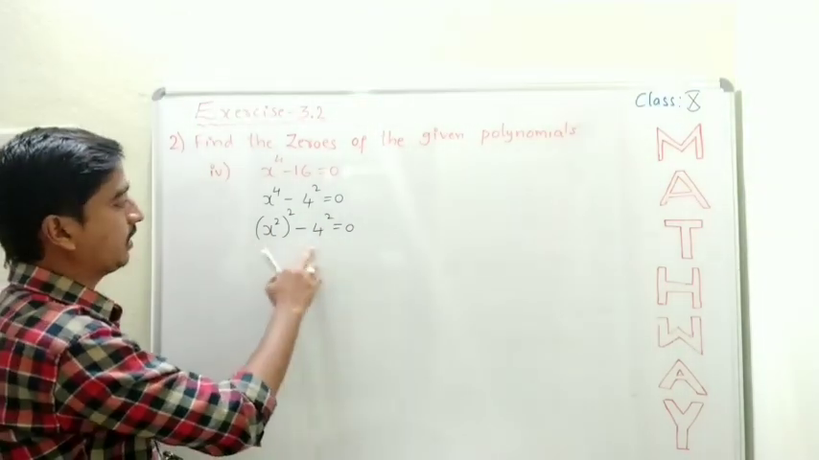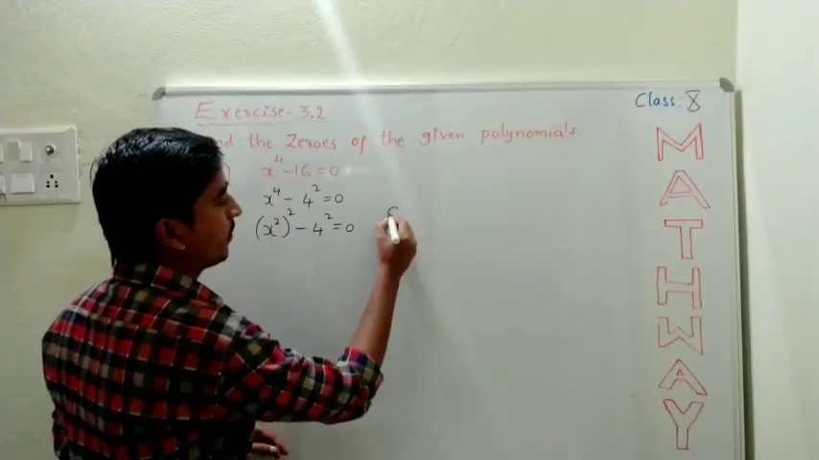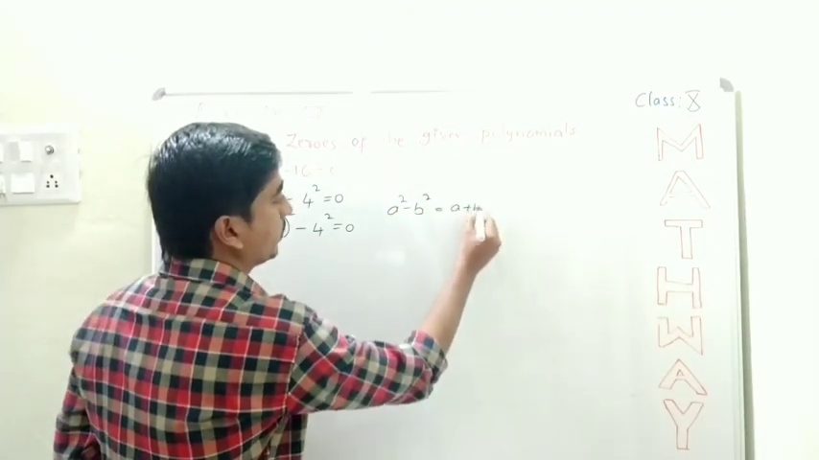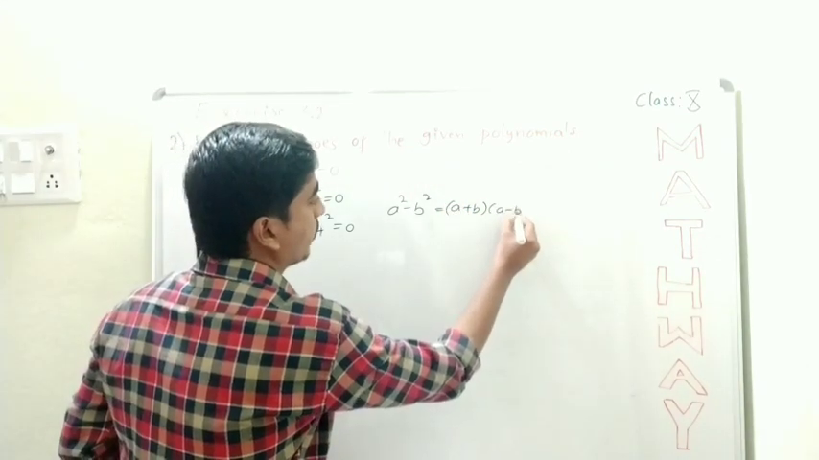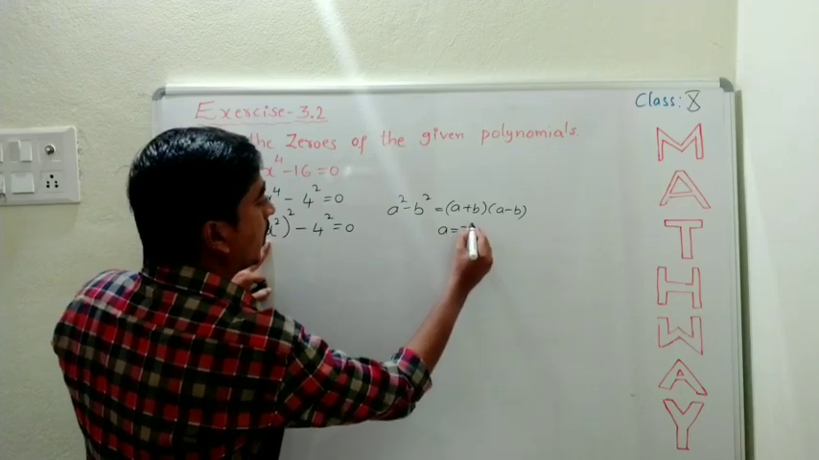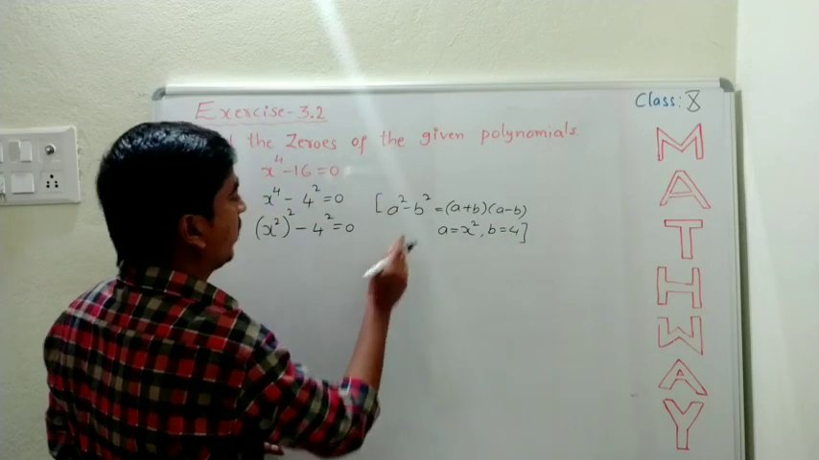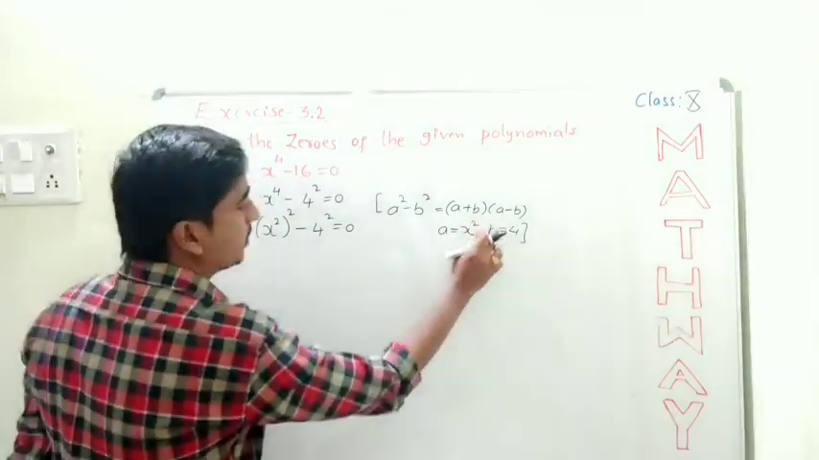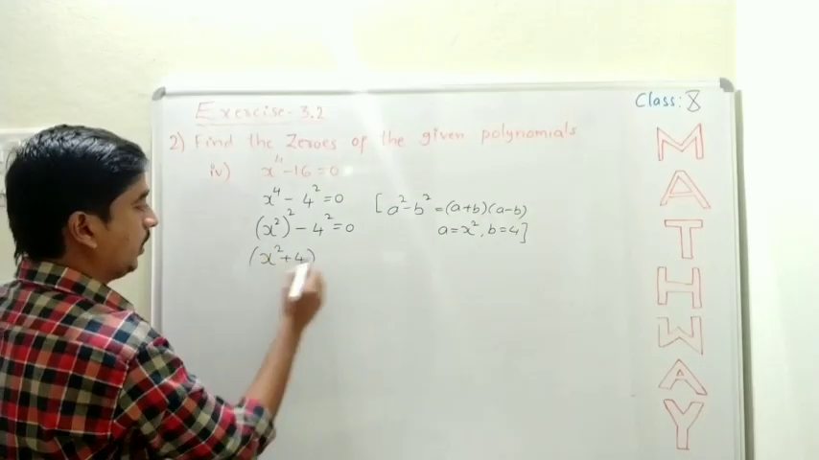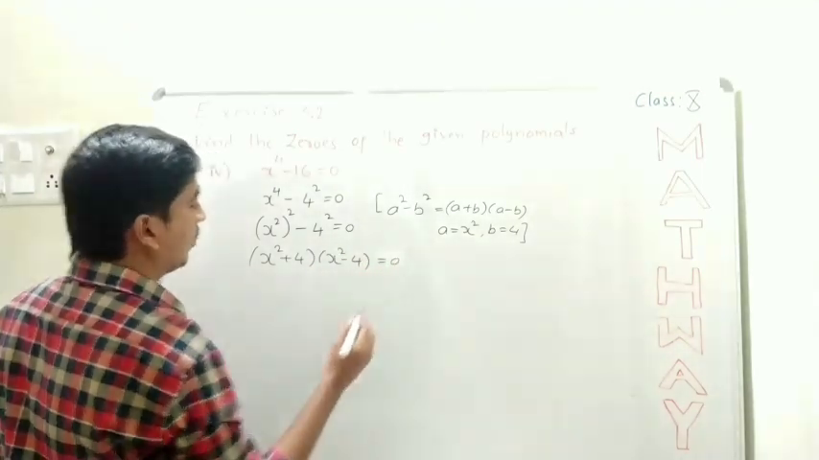So it is in the form of an identity, the world famous identity, a square minus b square, which is equal to a plus b into a minus b. So here the a value is x square and the b value is 4. So write these terms in this way, a plus b into a minus b. Then we get x square plus 4 into x square minus 4 equals to 0.